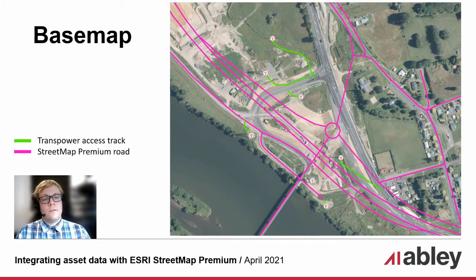There were also cases where StreetMap Premium is up to date, for example this new section of motorway, but the base map imagery is out of date. This made it hard when manually connecting tracks to roads because you could never be sure if it was the base map imagery or StreetMap Premium geometry that is the source of truth.